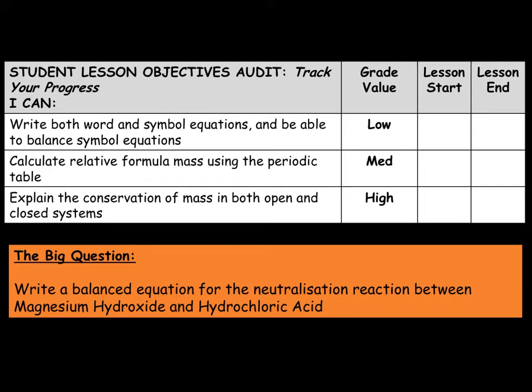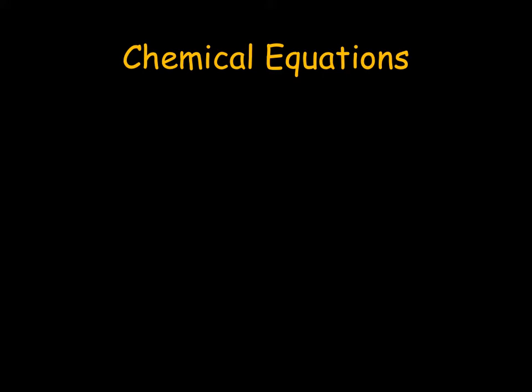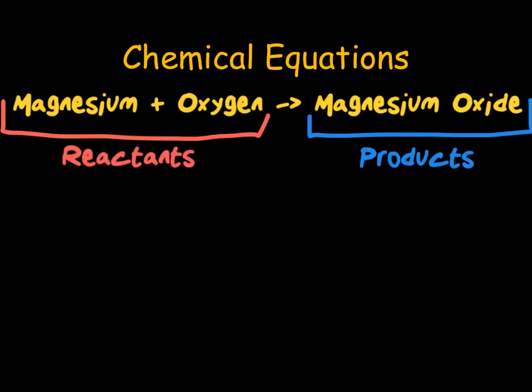Our big question today is to write a balanced equation for the neutralization reaction between magnesium hydroxide and hydrochloric acid. One of the major skills in chemistry is being able to write chemical equations. The whole point of chemical equations is to show us what happens during a reaction. This means that we will be looking at both reactants, which go on the left-hand side of the equation, and products on the right-hand side of the equation.